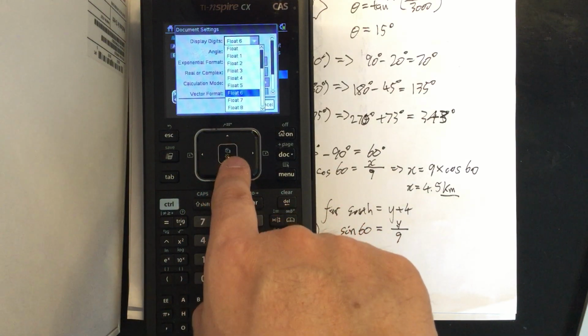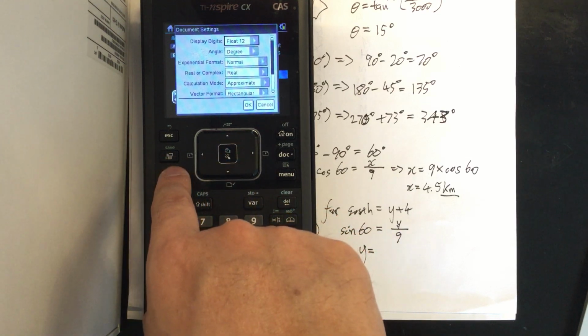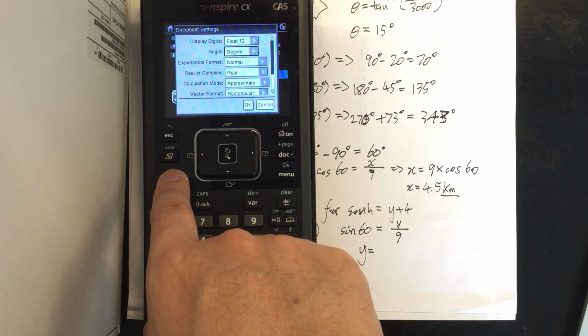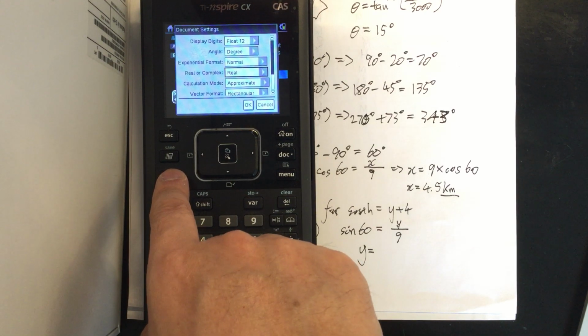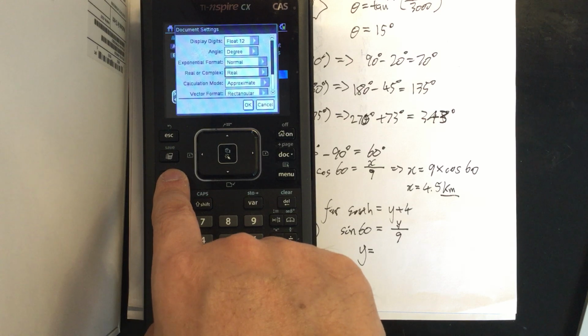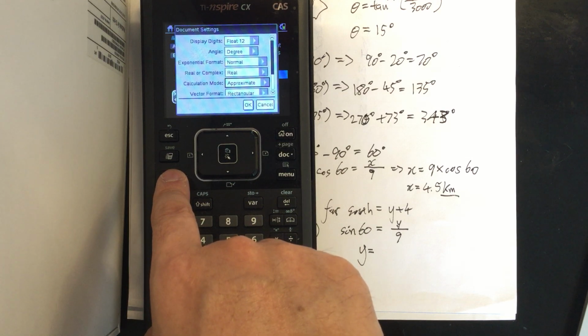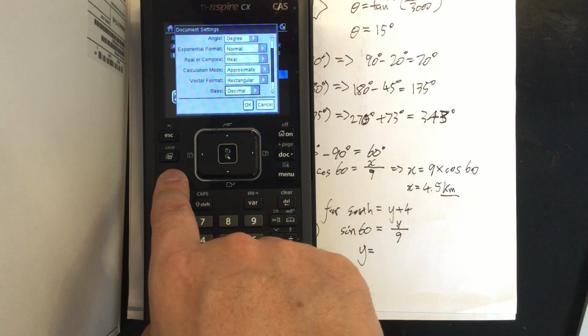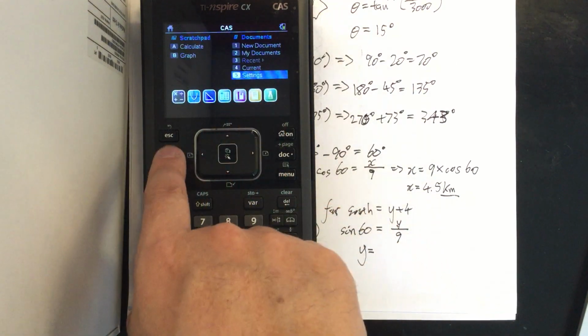Float is the number of decimal places. Let's say 12, which is the maximum allowed. Angle must be degrees. Exponential form is irrelevant. Real or complex is irrelevant unless you're doing special maths. Calculation mode: approximate. Approximate is for trigonometry, but you need to change it to exact later on. Press OK. All right, so we're back to this again.